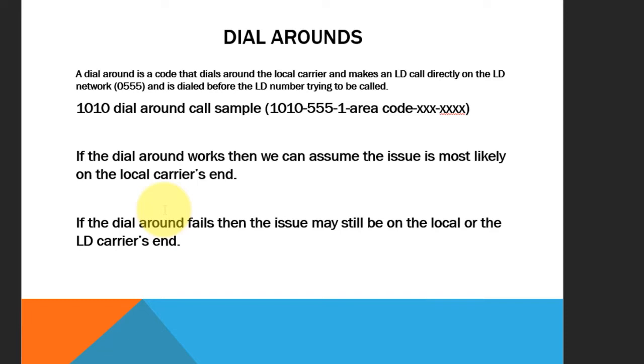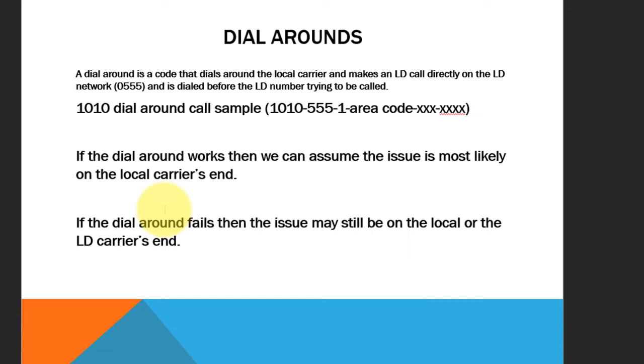So when you call the customer and you have them do call samples, and let's say they have a successful dial around call, when we open up a ticket with a local carrier, we're actually going to give them that dial around call sample as well. We're going to give them both. We're going to give them the long distance call sample, the regular one that we got previously, that failed. And then we'll give them the dial around one, the 1010-555, and say, hey, this one worked. Can you please compare and contrast these calls and tell me why that one's working and why one isn't?